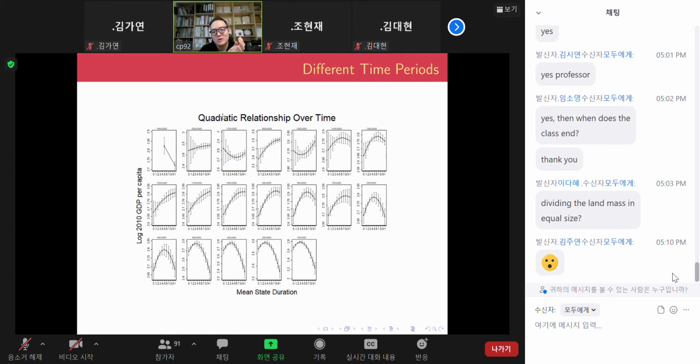So one of the things that you can do, and this is what we did, is to play around with the cutoff periods, right?